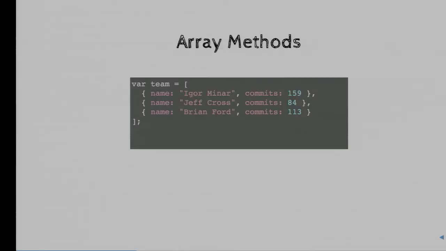For array methods, let's say we start with this array. So this is a team. These are team members from the Angular core. And I just took some of the commits. So we have how many commits they have done. So that's pretty easy data to start with. And we are going to use this data to apply some of the array methods.